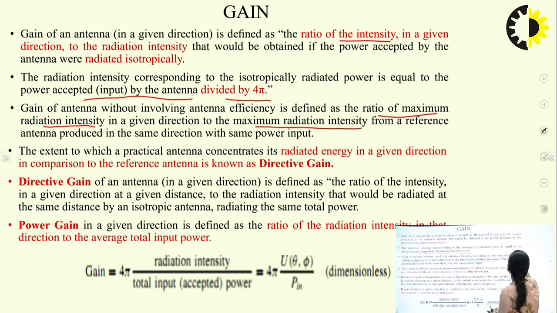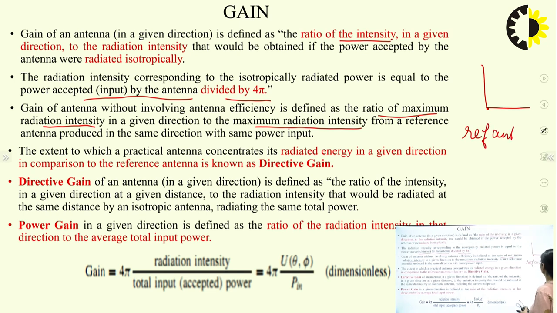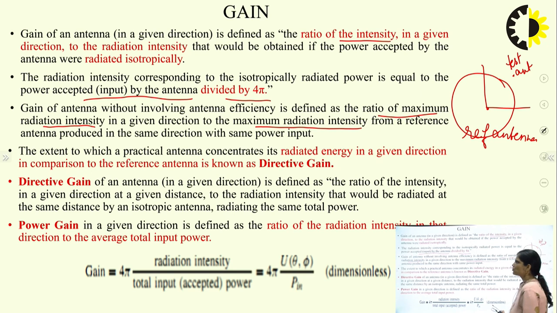Let it be you have an isotropic region. So, let this be your reference antenna and this is your test antenna. And if it is isotropic, then you have radiation in all directions. So, you can find out gain for that antenna.